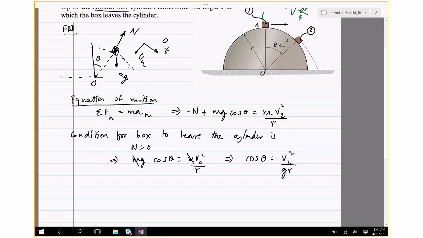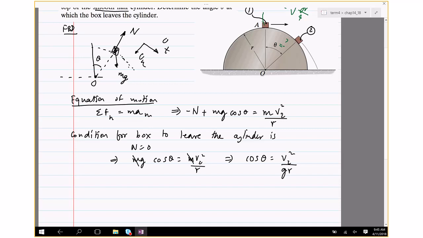Okay, so g and r are known, right? Because they're given, they're part of the problem. What is unknown is v2. So I need to find an expression for velocity and put it here. In other words, this is one equation with two unknowns, v2 and theta. I cannot solve for both unknowns with one equation, so I need to generate another equation.